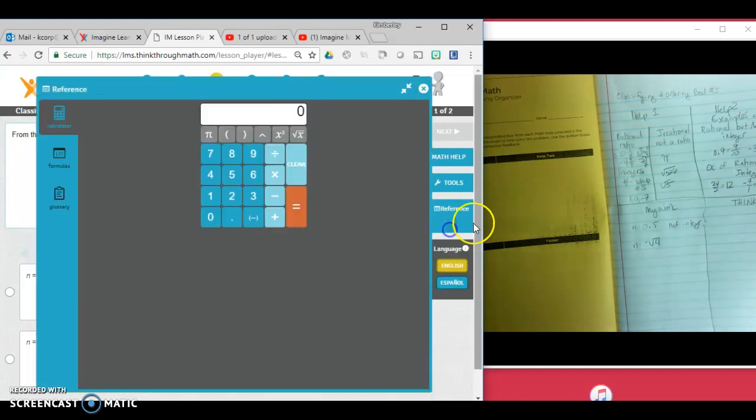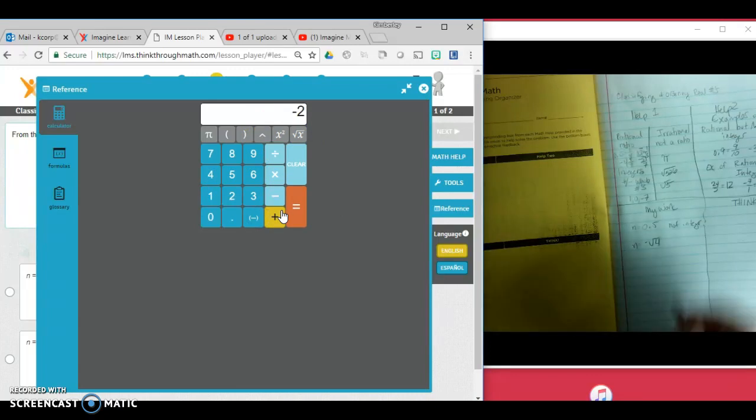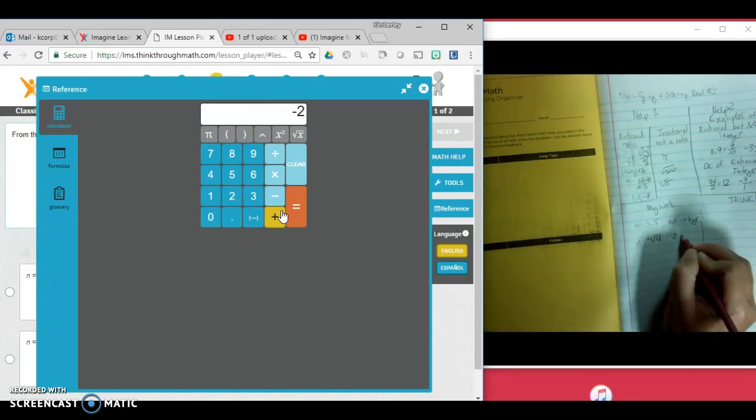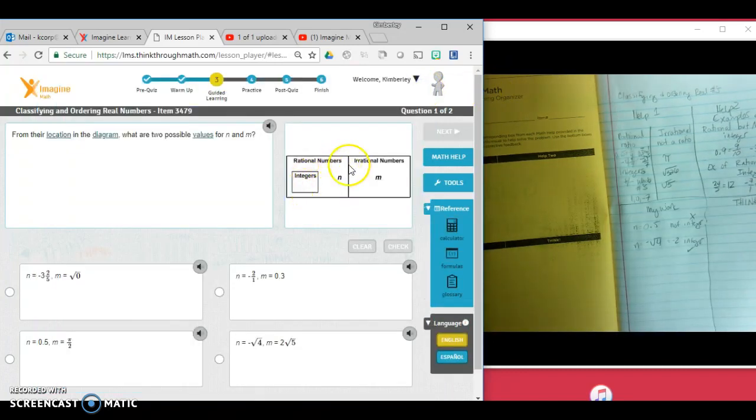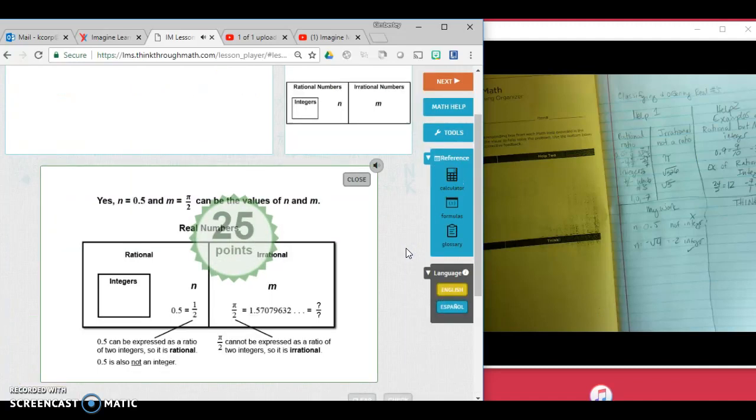If I go to my calculator and do the square root of 4, negative is negative 2. So that is an integer. So going back to my question, I want one that's not an integer. So I'm going to go over here with this one. And I've got it all right.